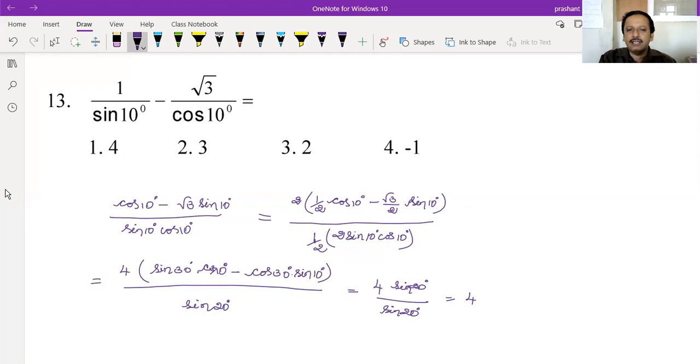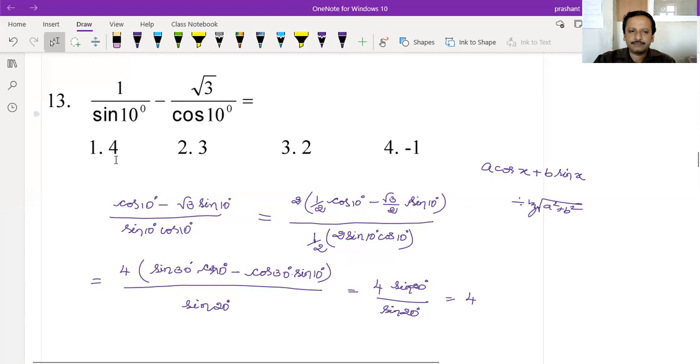Let me clarify that. Whenever you have something of this form, a cos x plus or minus b sin x, or if it is reversed also, a sin x plus b cos x, then in order to simplify, you should divide by root of a square plus b square. Here a is 1, b is minus root 3. So a square plus b square would be 1 plus 3, 4, root of that is 2. So I have divided by 2. Keep that in mind.